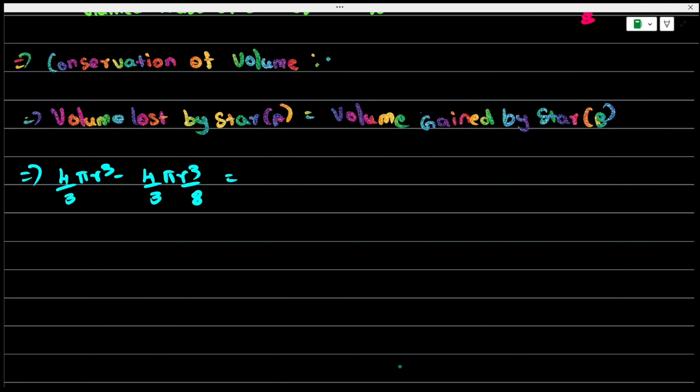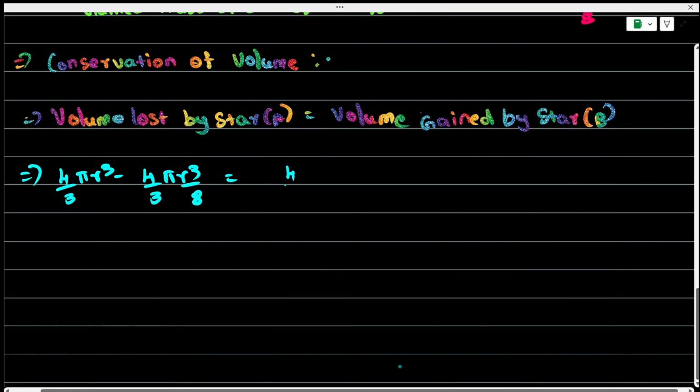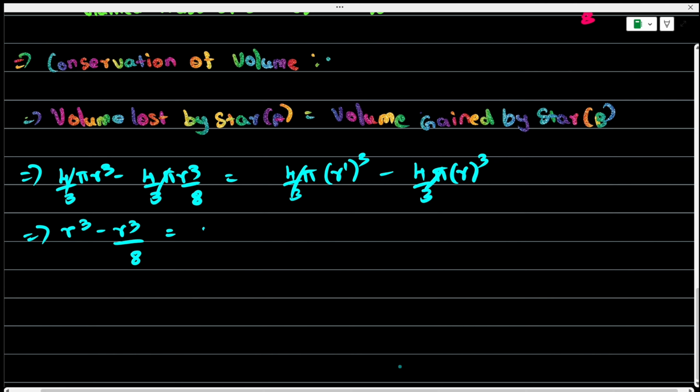Now what will be the final volume of star B? 4 by 3 pi, the new radius is r dash, the whole cube, minus the initial volume of star B, 4 by 3 pi r cube. Let's cancel 4 by 3 pi on both sides, so that we get r cube minus r cube by 8 equal to r dash cube minus r cube.